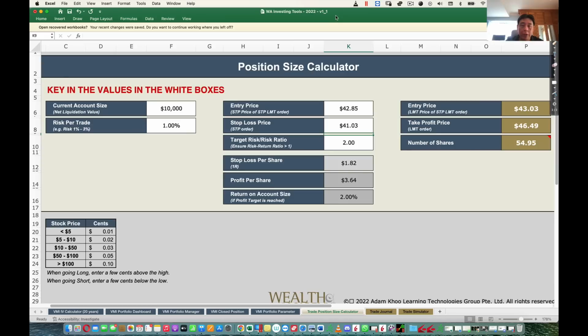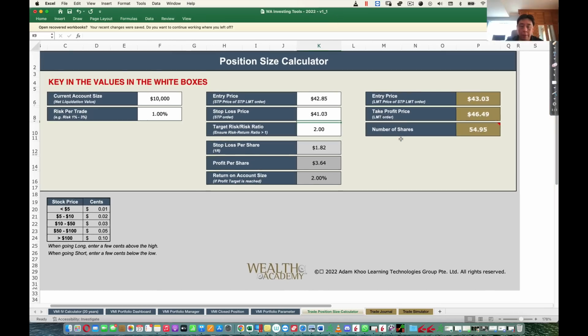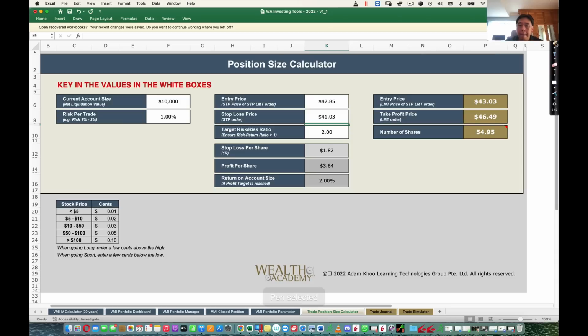So it tells you how many shares you buy for this trade. You will buy 54.95 shares. So round it up, 55 shares, all right? So this will tell you exactly how many shares to buy. So why 55 shares?